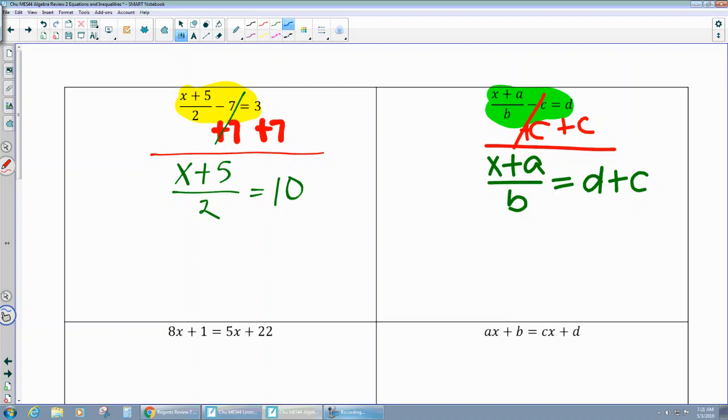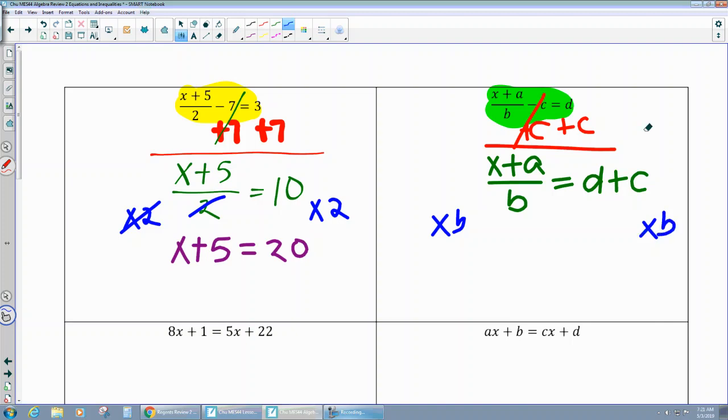Okay, so now let's take a look. The next thing you want to do on the left side is multiply both sides by 2 so I can get rid of the divide by 2. That's going to cancel out. I'm going to have x plus 5 is equal to 20. Same thing, I want to multiply by b since that's what I'm dividing by. And now take a look. I have to multiply the entire sum, right? I multiply 10 by 2, not just d, not just c, not just 3, not just 7. You need to multiply the entire thing by b. The b's are going to cancel out there. I have x plus a is equal to b times (d plus c).